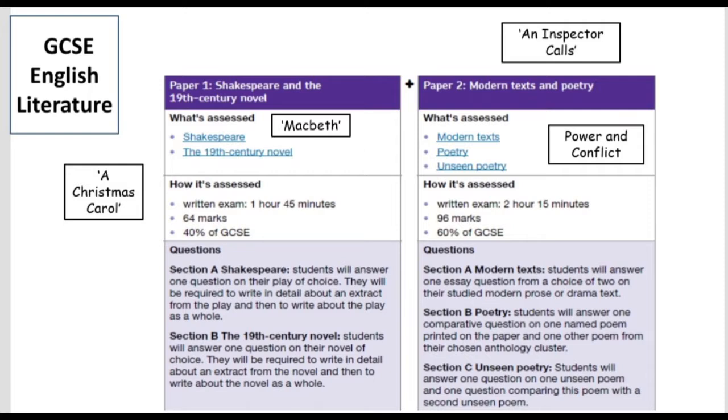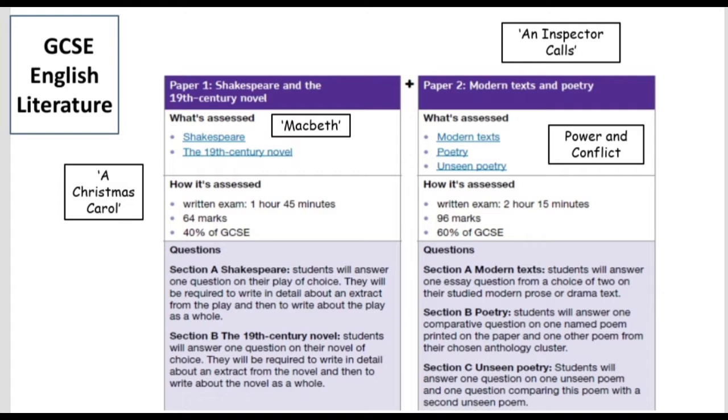Hello, Year Nines. As you know, English is compulsory at GCSE. You actually get two GCSEs. The first one I'm going to talk about is English Literature GCSE. As you can see, you will be assessed on a Shakespeare play and also a 19th century novel. We will be studying Macbeth and A Christmas Carol starting in Year 10.